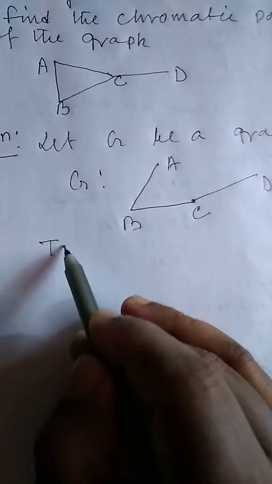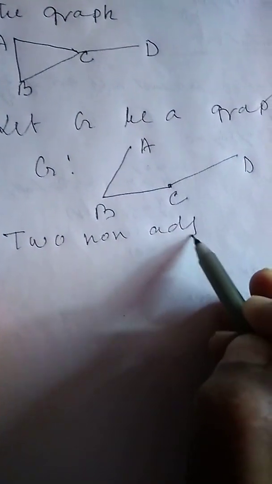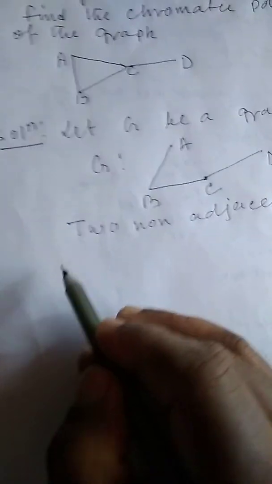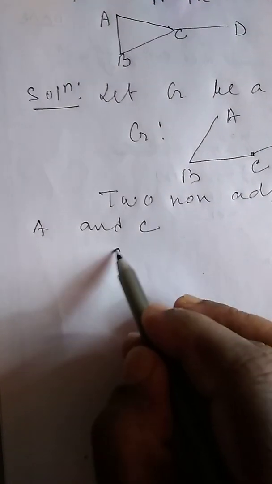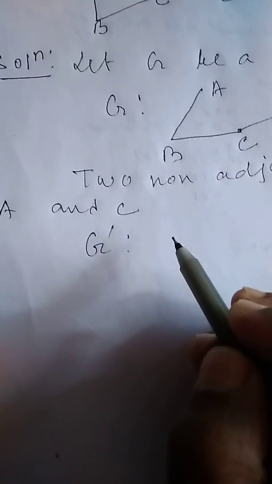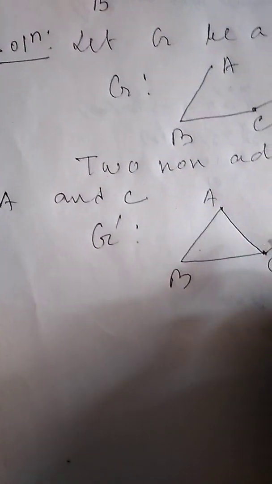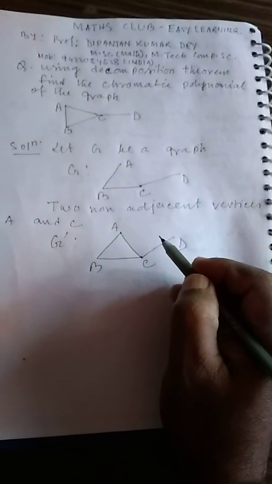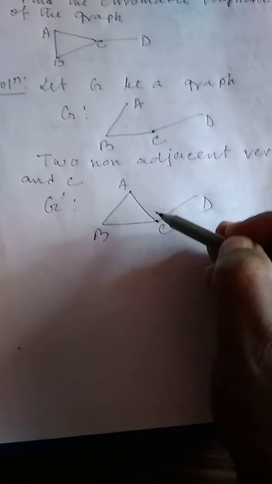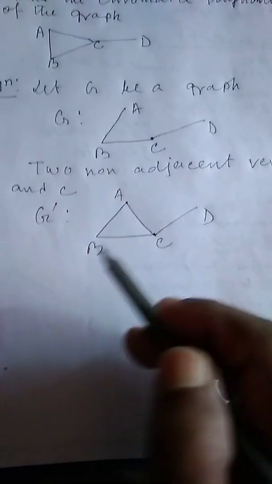Okay. So the two non-adjacent vertices A and C. G dash is the graph obtained by joining two non-adjacent vertices. That is, I am just joining the two non-adjacent vertices. This is A, B, C, D. And by joining A and C, the two non-adjacent vertices, we are getting G dash, okay? So this is G dash.